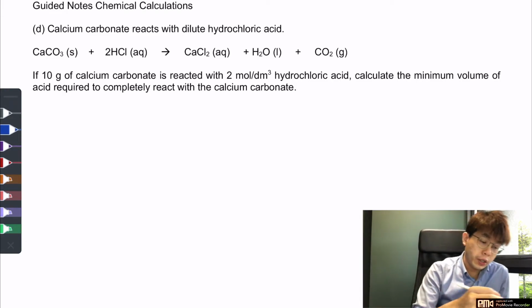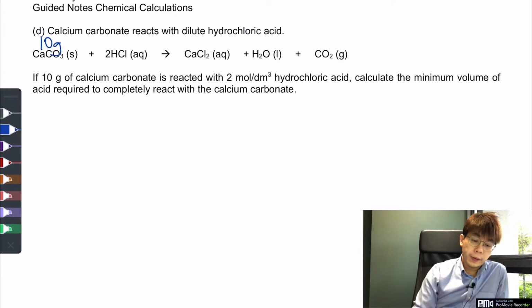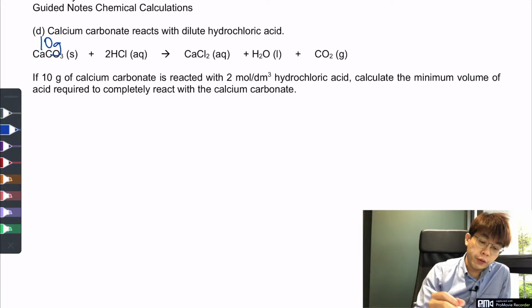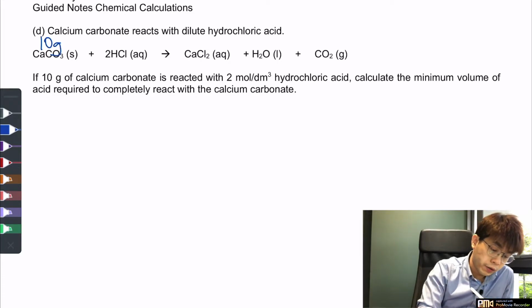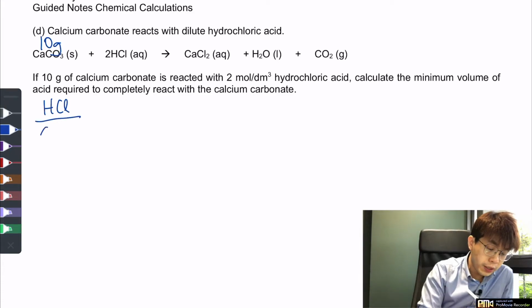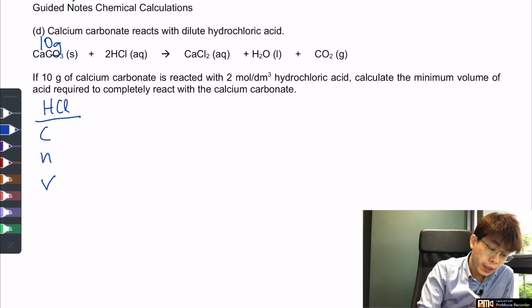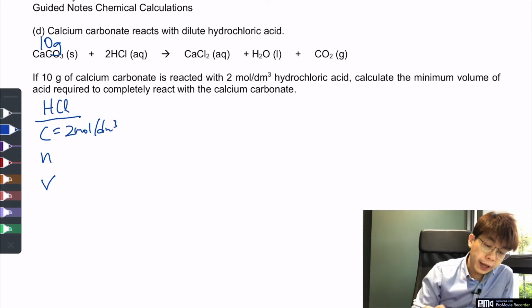So reading the question, I know that I have 10 grams of calcium carbonate and it is going to react with the hydrochloric acid. So I will just write the hydrochloric acid here, and remember, in alphabetical order, C and V. C equals N divided by V. I'm given a concentration of 2 moles per dm cube, and I would like to find the volume of acid.